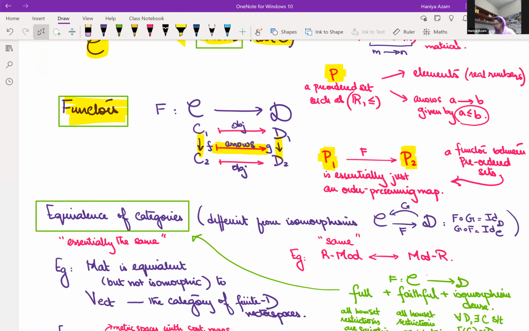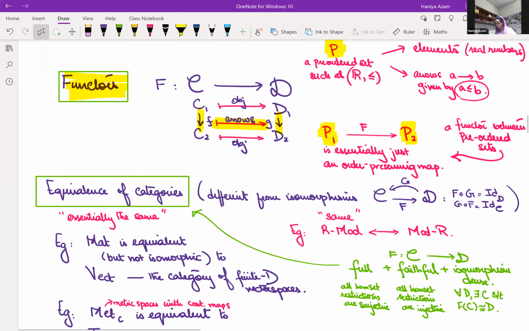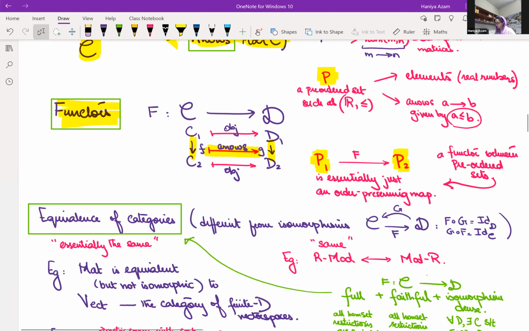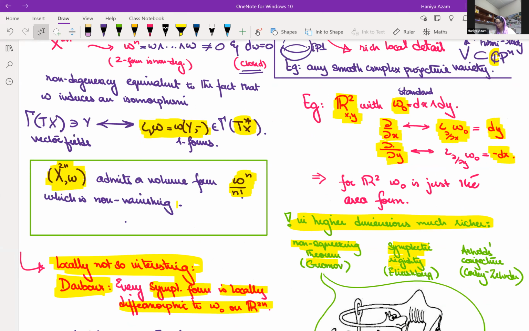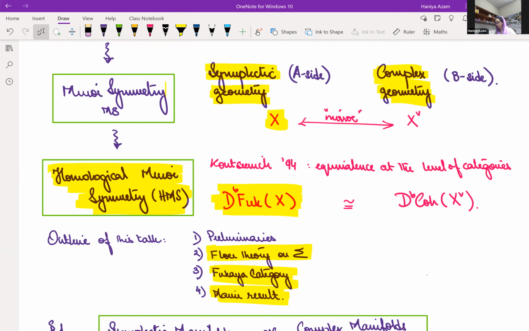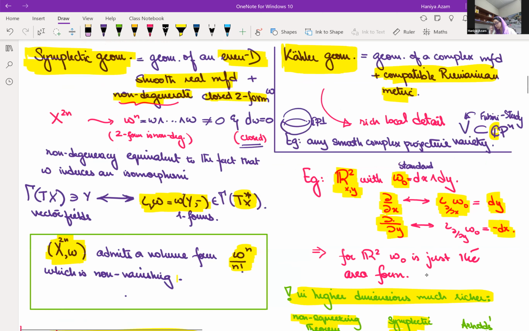All right, so what about the equivalence of categories? As I stated before, I'm just in the preliminaries. I'll take you back to the homological mirror symmetry statement again, because it asks for an equivalence between two categories. So I also need to quickly give you an idea of what an equivalence between categories is.